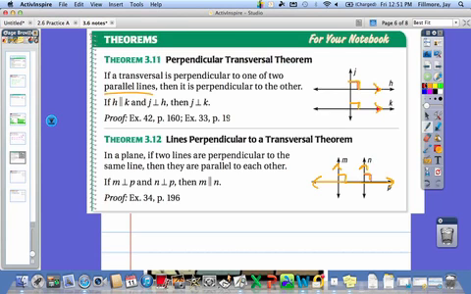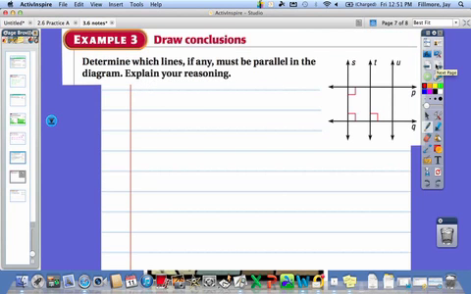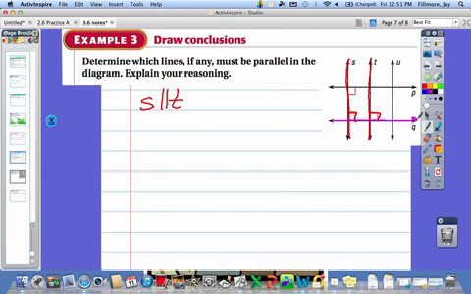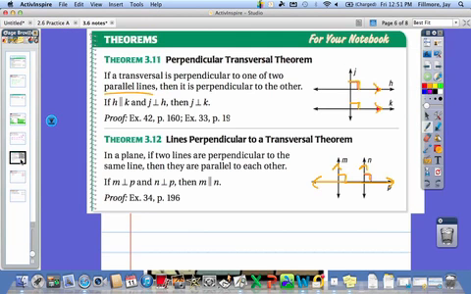Now, determine which lines, if any, must be parallel in the diagram. Explain your reasoning. Well, I will tell you there are two pairs of lines here that are going to be parallel. The first pair of lines is S and T, these two lines, because they're both perpendicular to Q. And if they're perpendicular to the same line, then they're parallel to each other. So that's Theorem 3.12.